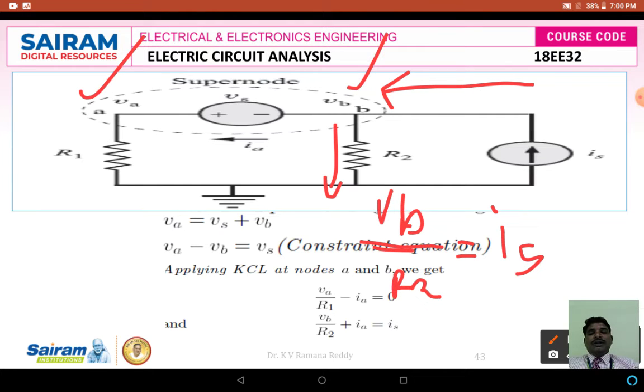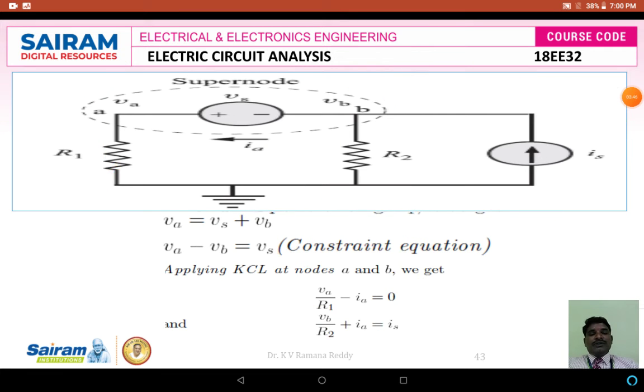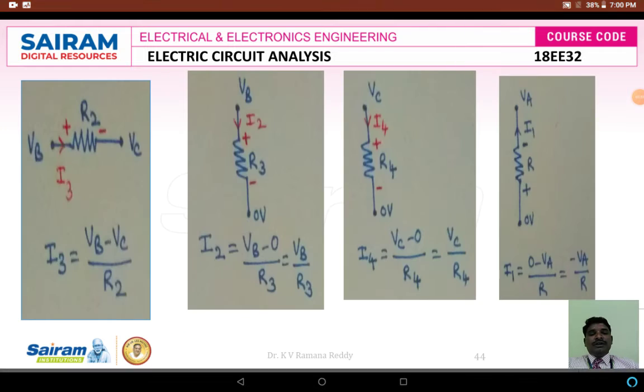Similarly from node A, because we are writing the supernode equation, here one current is flowing towards the ground, which we can write as IA, that is away from the node. So I am writing the currents away from the node at one side and the currents towards the node at the other side. Therefore IA plus VB by R2 is equal to IS here. Now we are going to simplify these equations to find the unknown node voltages VA and VB.